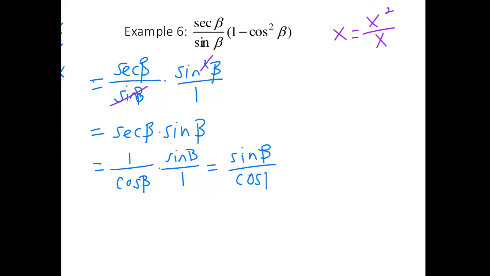What do we know about sine over cosine? What does that actually equal? Good news, we have an identity for that. It's the tangent-cotangent one. Sine over cosine is tangent. So tangent of beta is our fully simplified answer here, which again is much easier in this case.